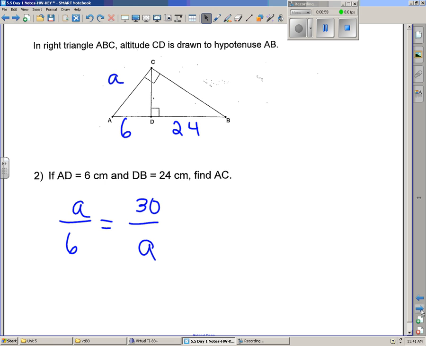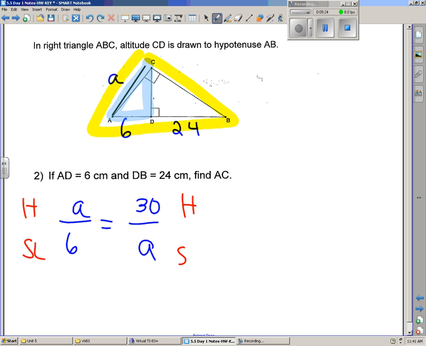In other words, we're doing this with separate triangles, where I'm dealing with this guy right here and this guy right here. So what's happening on this first triangle in the blue is I've got hypotenuse from blue and short leg from blue. And from yellow, I've got hypotenuse from yellow and short leg from yellow. Now when I cross multiply, I'm going to get A squared equals 180.